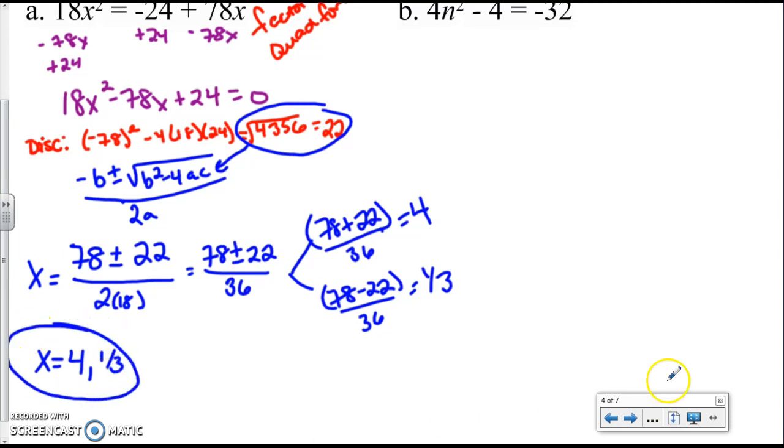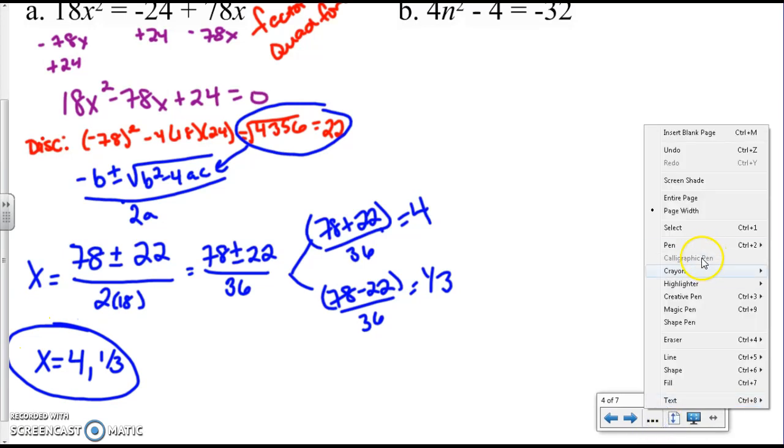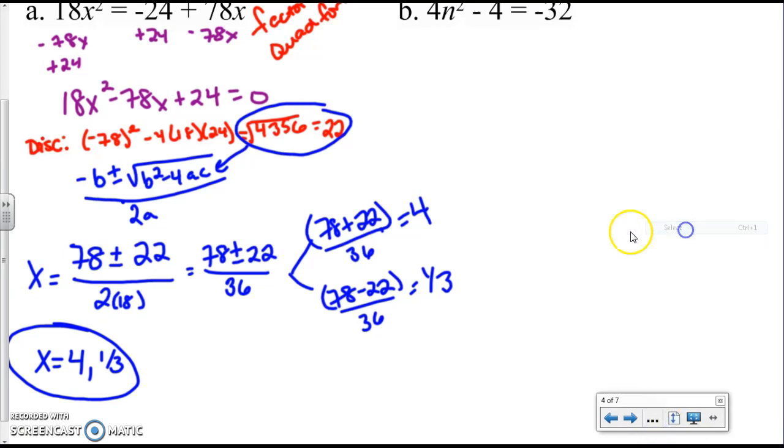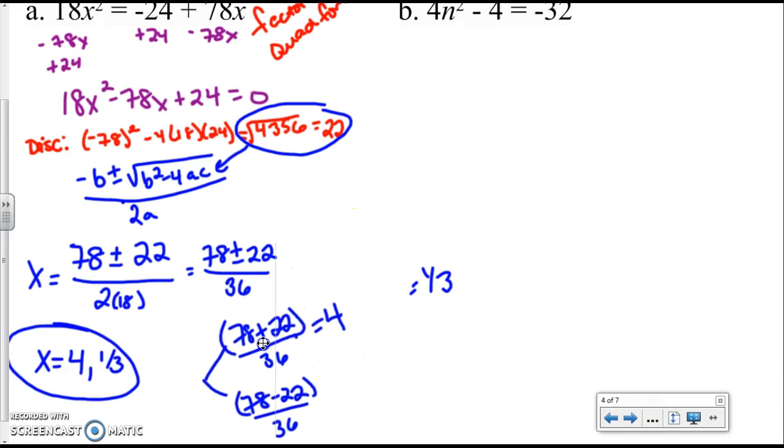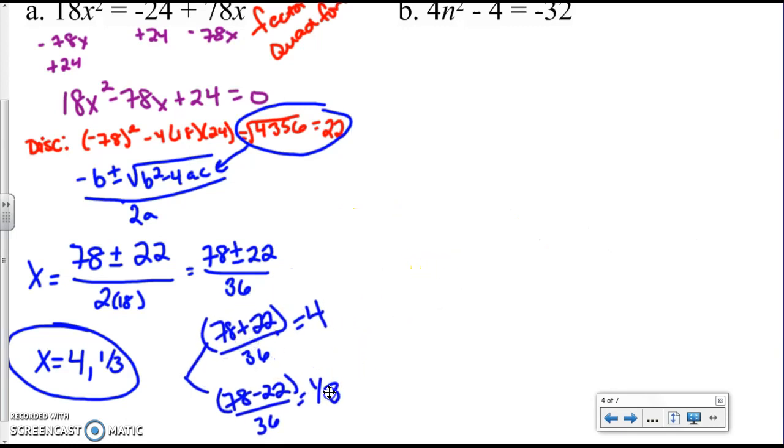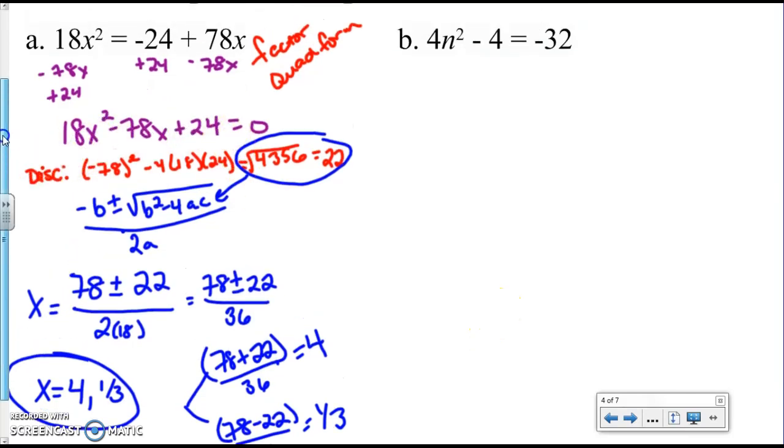And that's it. Again, you could factor. I avoided factoring in this one. It's just a big number, so I figured it'd be easier to not do that. I'm going to move this out of my way. So that is how I decided to solve this one.